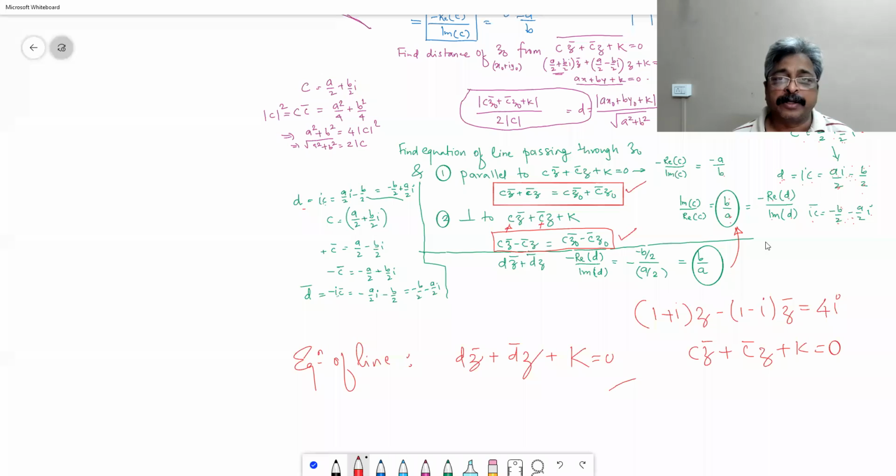According to the numerical, I give you the equation of a straight line: 1 plus i times z minus 1 minus i times z bar is equal to 4i. I say that it is a straight line. Get me the equation of this straight line in standard form, c z bar plus c bar z plus k is equal to 0. Get me c and get me k.